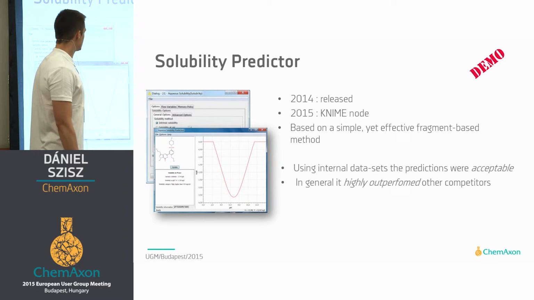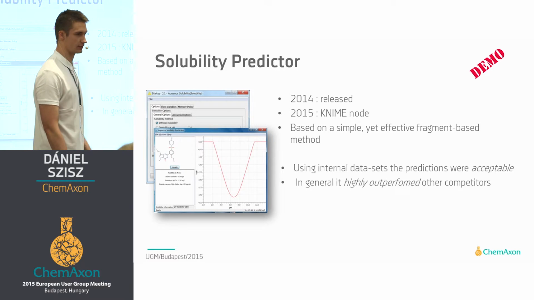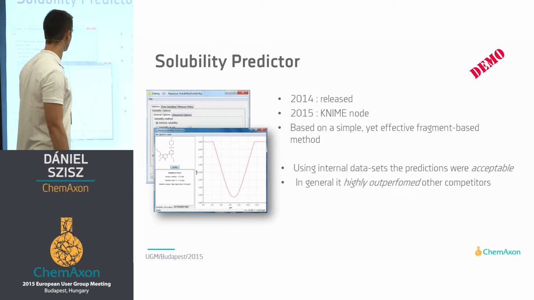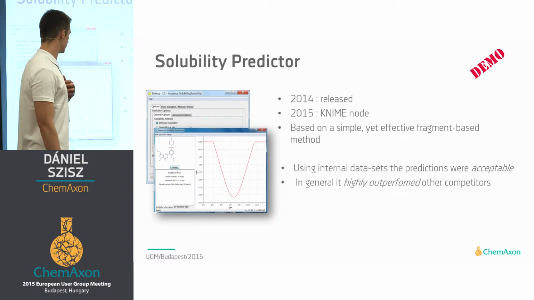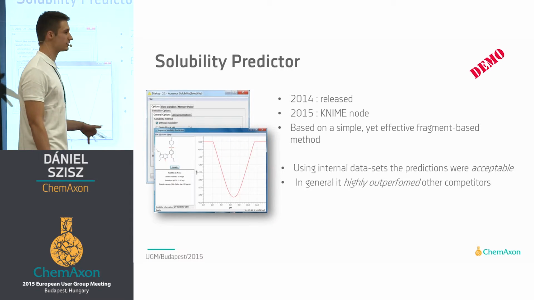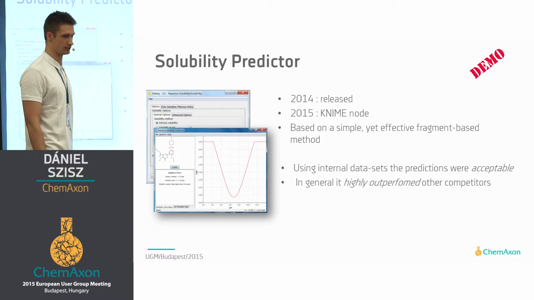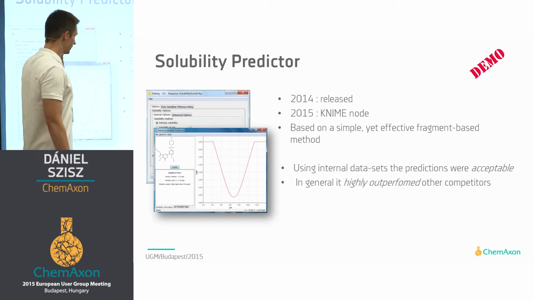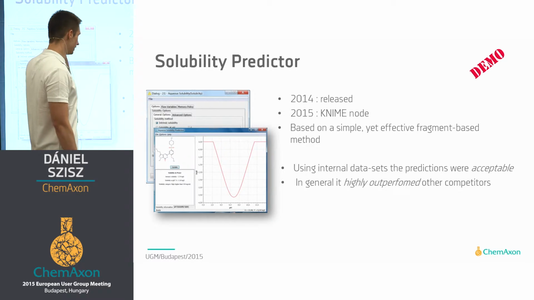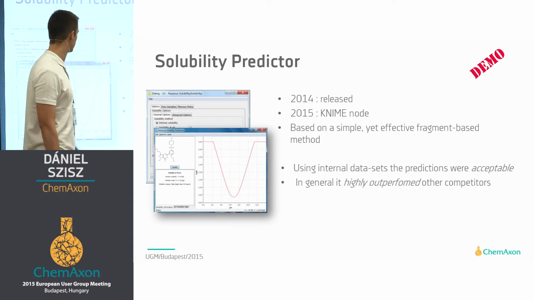It's based on a very simple yet very effective so-called fragment-based method, which I'm going to go into in detail if you are curious at the demo site. I put here just a very short user feedback. For internal data sets, it gives quite good but acceptable results. However, for general data sets, I can say that it highly outperformed our other solubility predictor competitors.